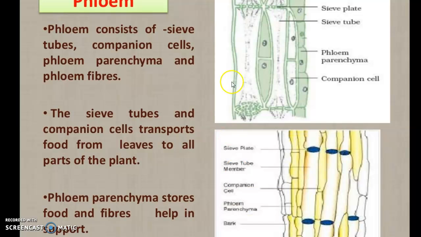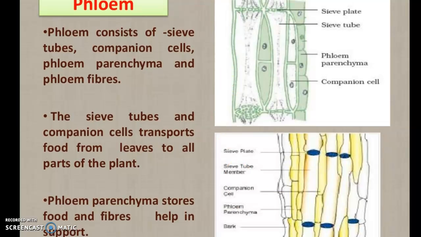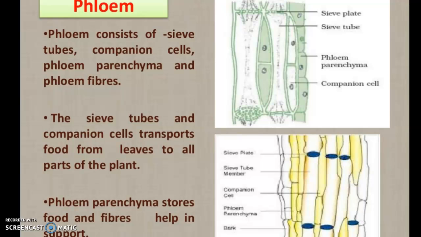Phloem. Phloem consists of sieve tube cells, companion cells, phloem parenchyma and phloem fibers. So sieve tubes and companion cells help in the transport of food from leaves to all parts of the plant. Xylem is for the transport of water and minerals, and phloem is for the transport of food in the form of glucose from leaves to all parts of the plant. And the phloem parenchyma stores the food and fibers help in the support.